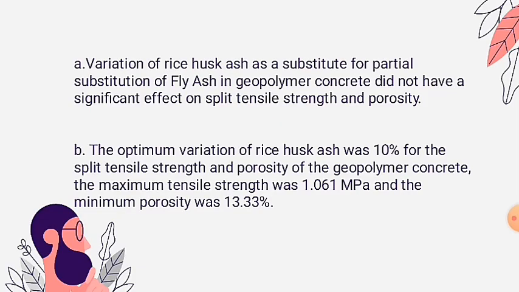Conclusion: first, the variation of rice husk ash substitution did not have a significant effect, and second, the optimum variation of rice husk ash was 10% for the split tensile strength and porosity of the geopolymer concrete.